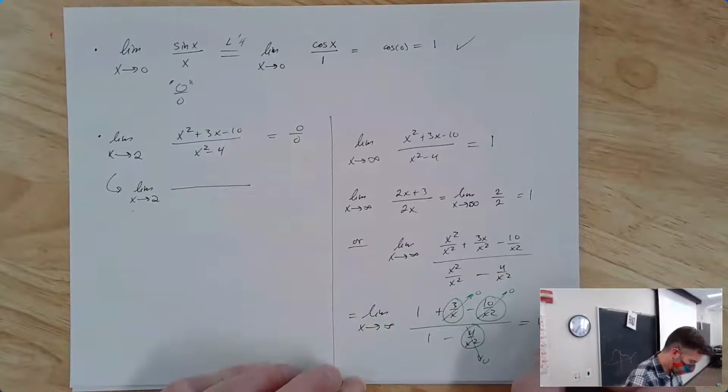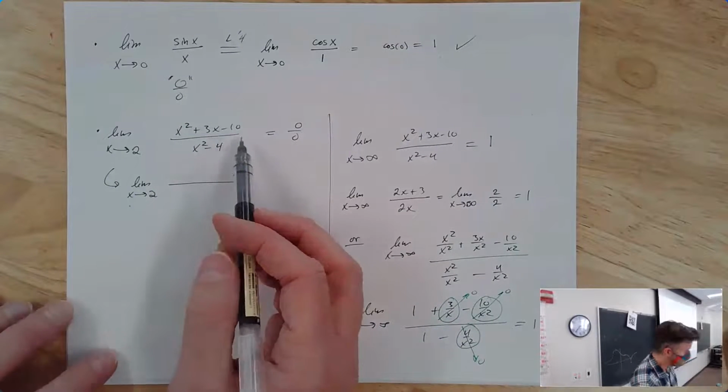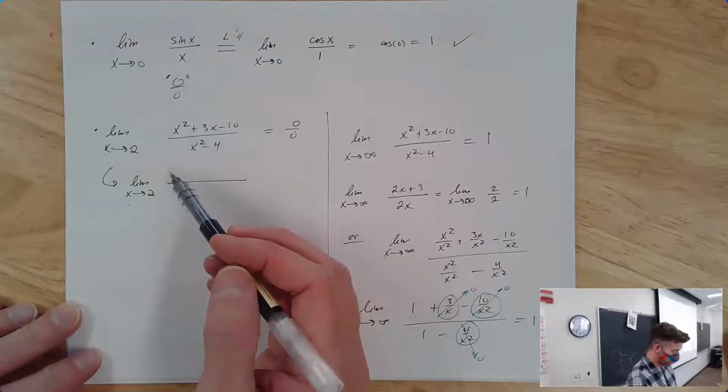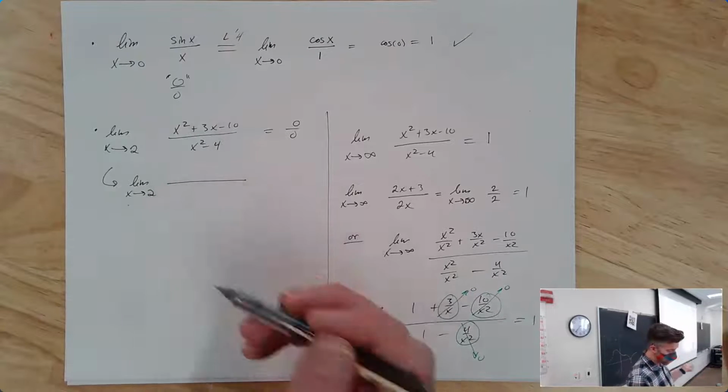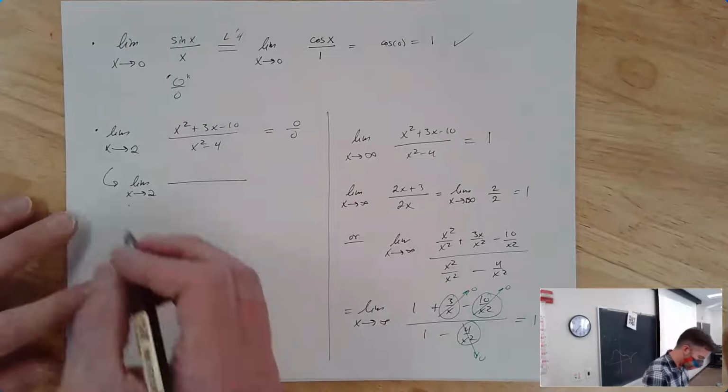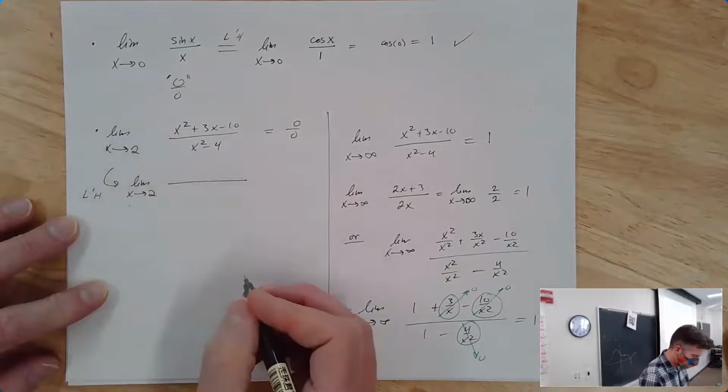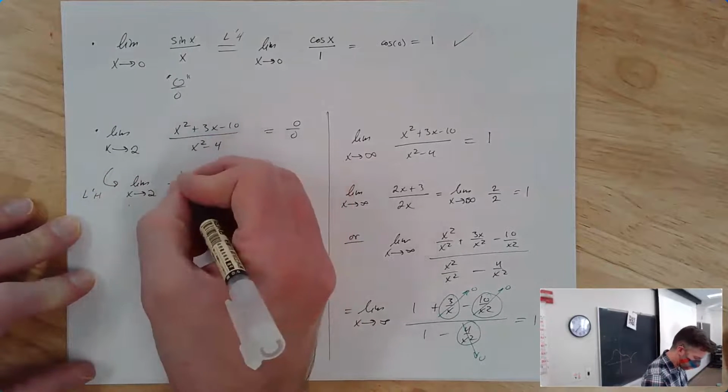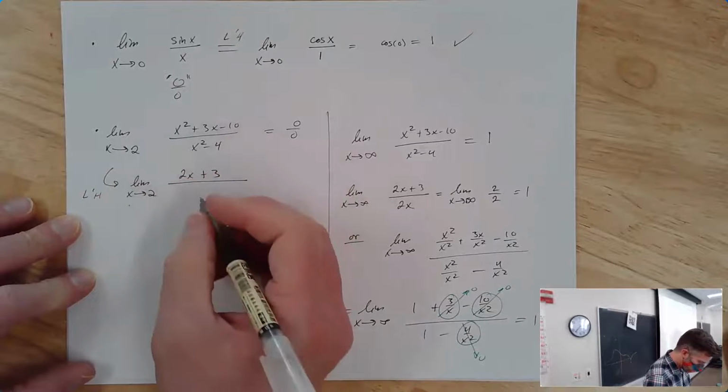On the other side of things, that's not going to happen here. So here you could either do this. Well, in fact, let's just use L'Hopital's rule first and see what happens. Using L'Hopital's rule, the derivative of the top is 2x plus 3. Derivative of the bottom is 2x.